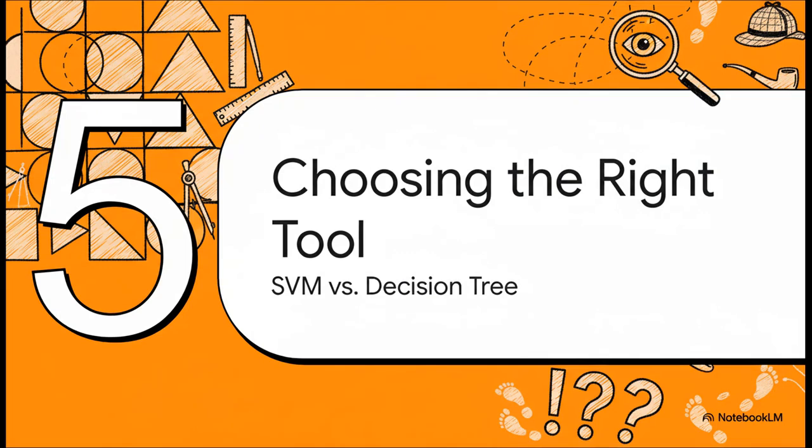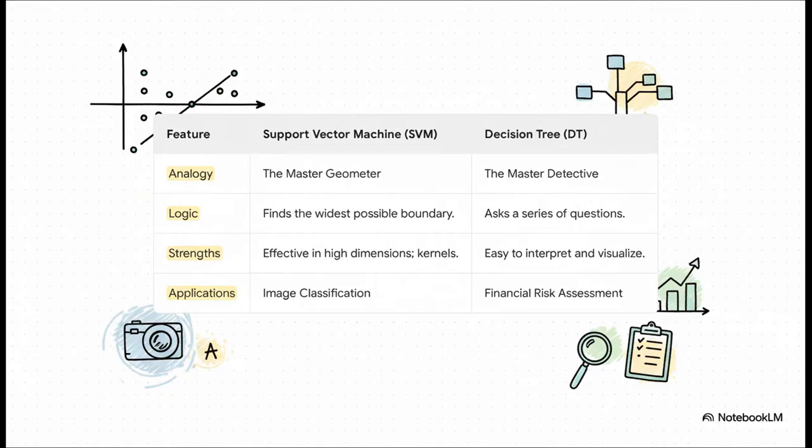So now we've met our two competing philosophies, the precise geometer and the logical detective. Let's put them side by side and figure out when you might want to hire one over the other. When you look at it this way, the choice gets a lot clearer. Our geometer, the SVM, is an absolute powerhouse when you have lots of dimensions, which makes it perfect for super complex jobs like image classification. Its strength is finding that one perfect boundary.